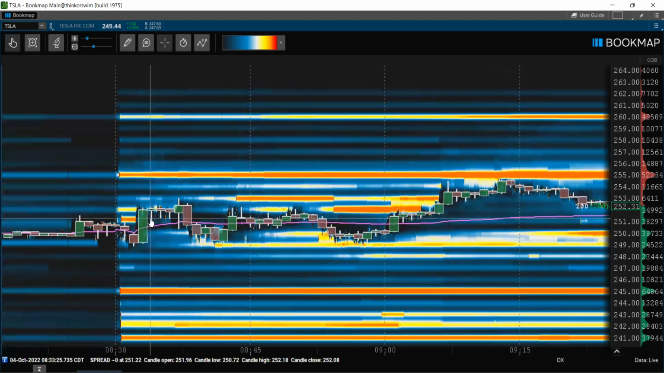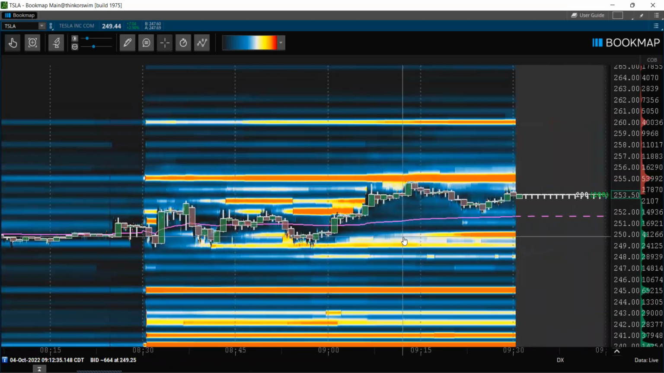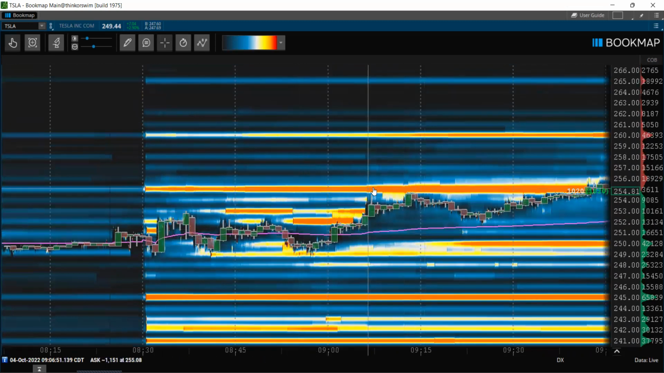So we start out the day, the market as a whole starts pumping really hard. And sure enough, Tesla starts going right along with the market, starts pumping up. Where does it pump up to? Right up into this 255 liquidity. Again, that was one of the major liquidities from the pre-market.